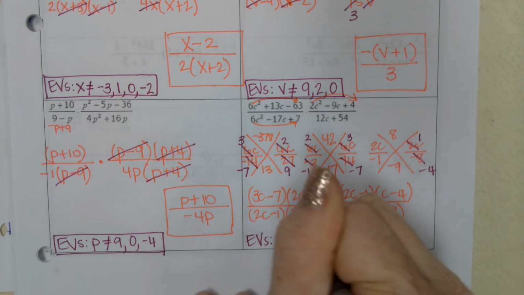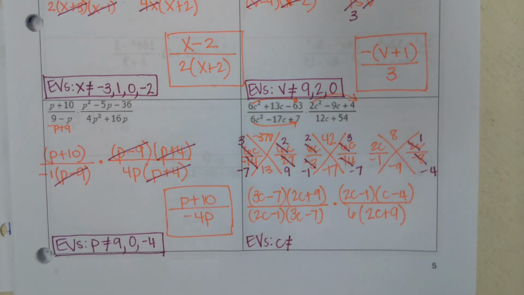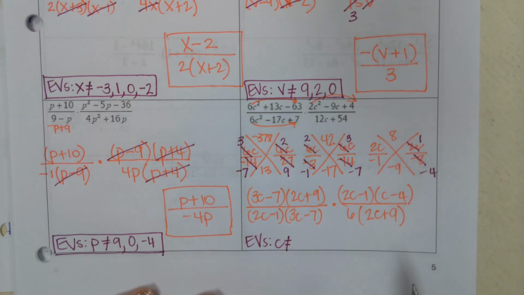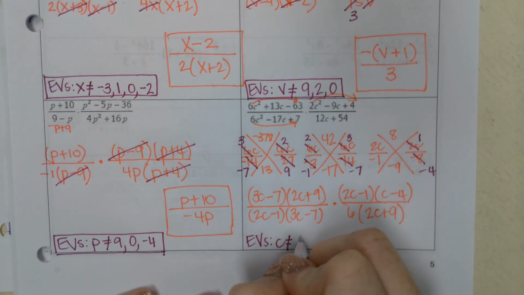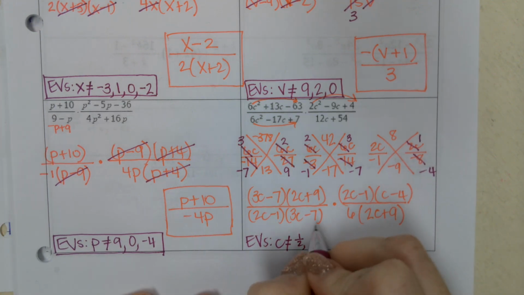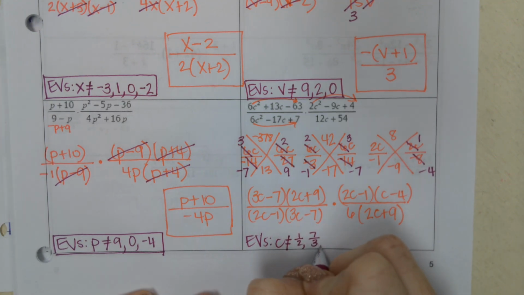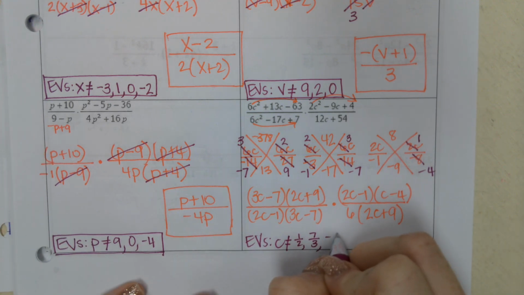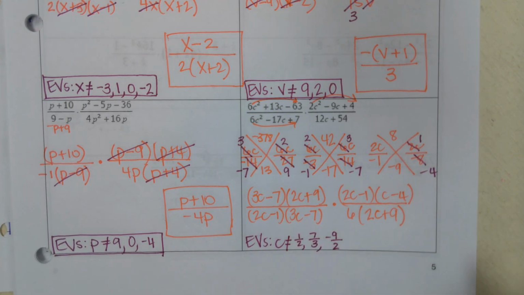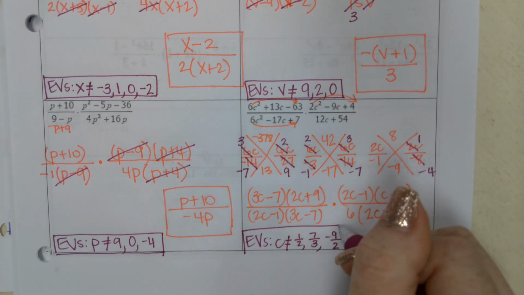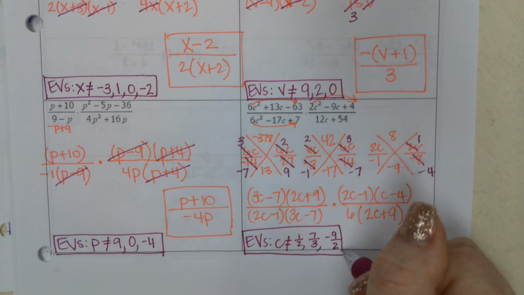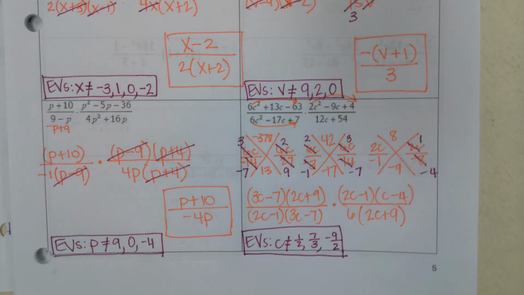Okay. But now I want to identify my excluded values before I cancel anything out. If I set negative 2c minus 1 equal to 0, positive 1 over 2, I'll have positive 7 over 3, and negative 9 halves. Why not 0 here? Because that 6 doesn't have a c value. Okay? What cancels?